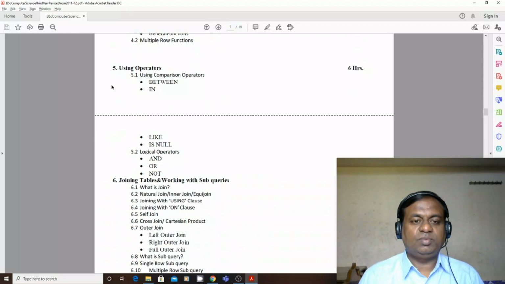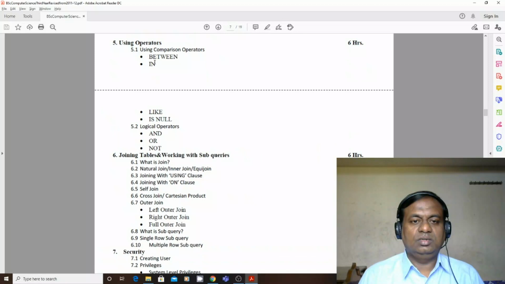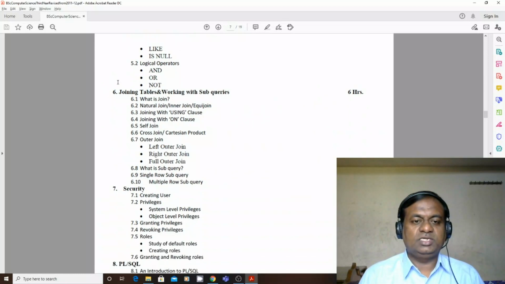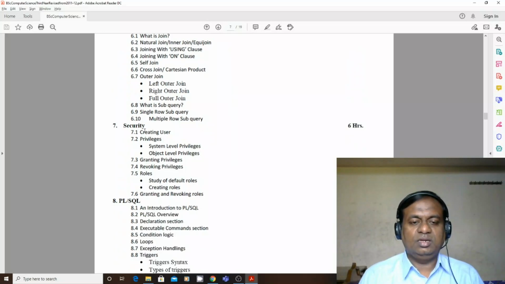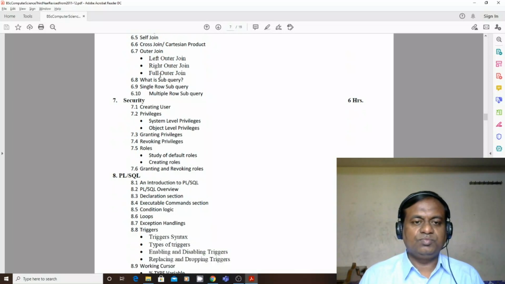The next chapter is about operators, comparison operators and logical operators are to be discussed in this chapter. Chapter number 6 deals with joining tables and working with subqueries. How to join tables, what are types of join, what are styles of join, and how to write and execute subqueries will be the points which will be covered in this chapter.